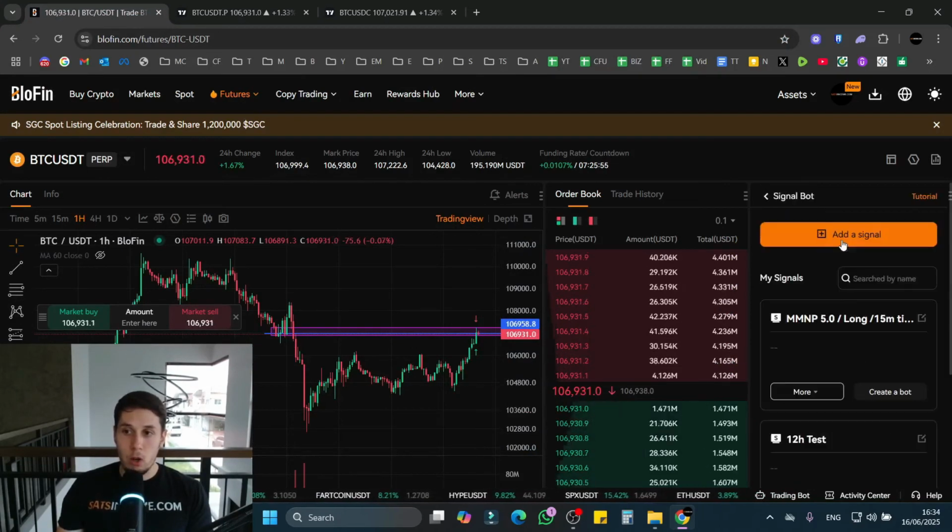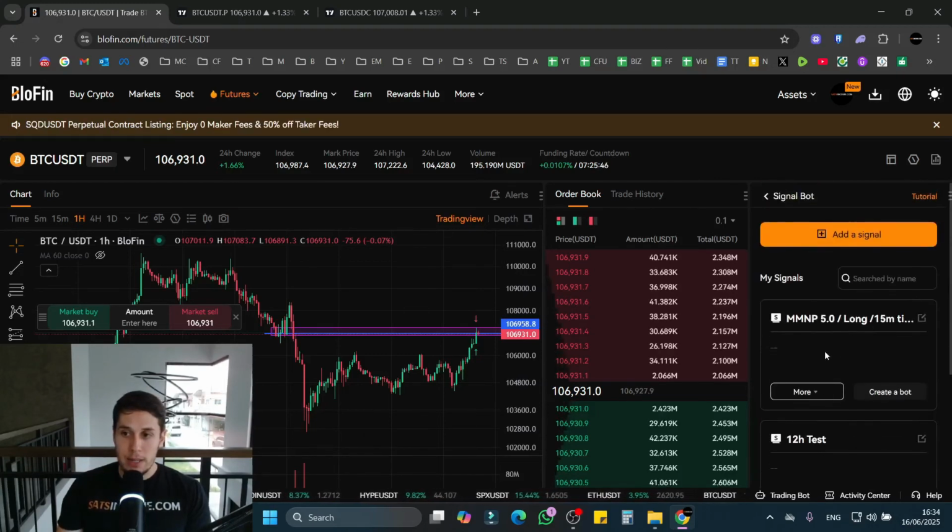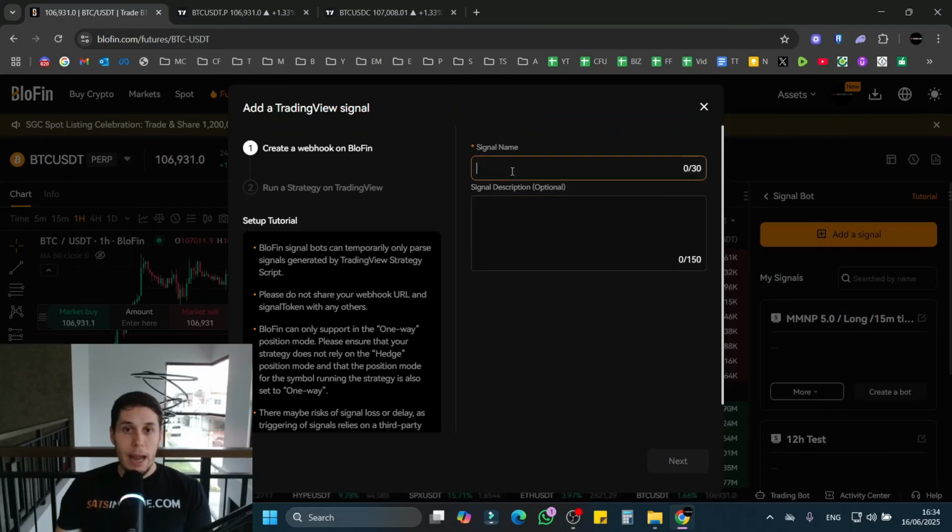So signal bots, you click on signal bot and you will see this add signal. On your side, you're not really going to see any of this because these are signals that I already added. On your side, it's going to be clear right here. So first step, click on add signal and give it a name.